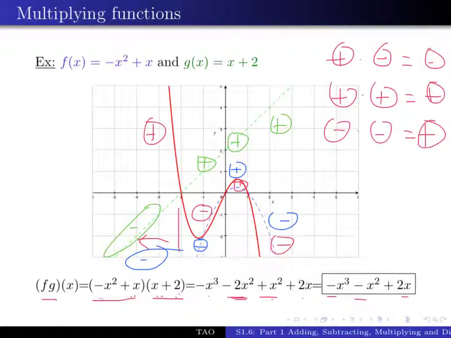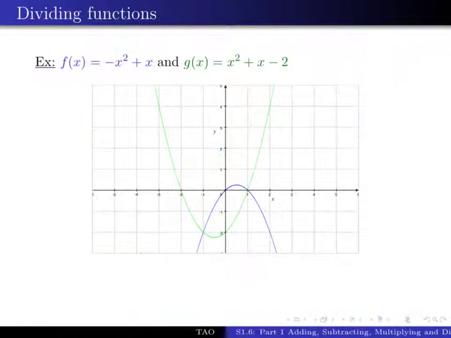Now let's talk about dividing functions, and let's figure out what happens when the bottom goes to 0. All right, so I've given myself 2 quadratics to work with. My blue one, x squared plus x, is going to be 0 at 0 and 1.